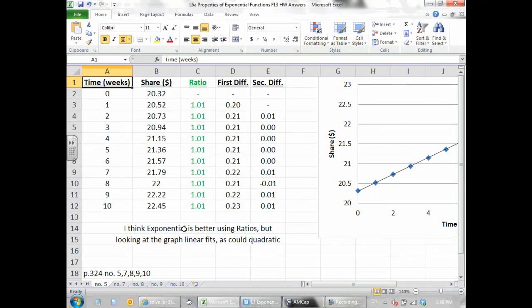Is it exponential? Is it trigonometric? Is it quadratic? Is it linear? What kind of equation? And we have methods to do that. You take the ratio of all these numbers, and it came out as 1.01. And we learned that when the ratio is the same, it's exponential.